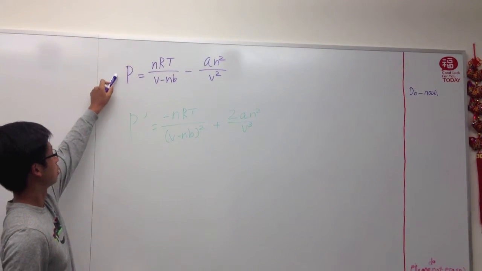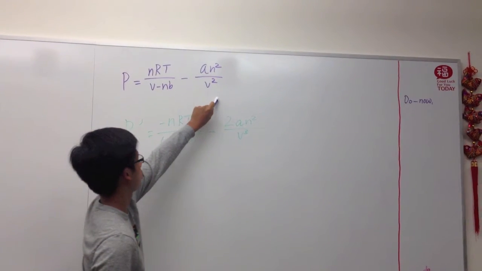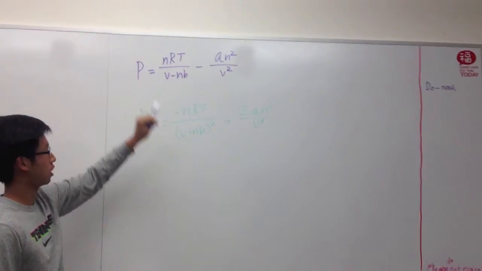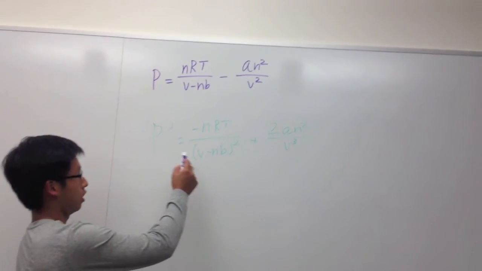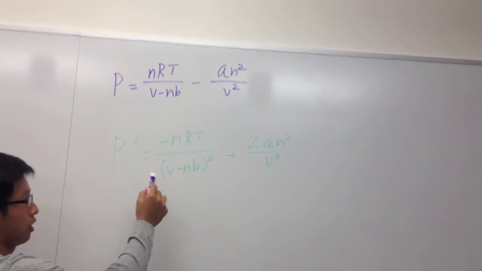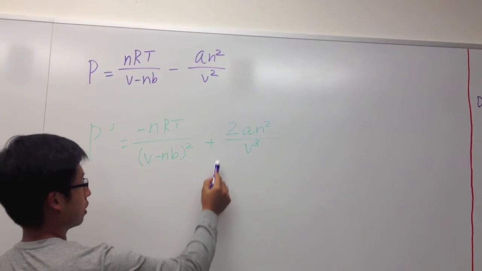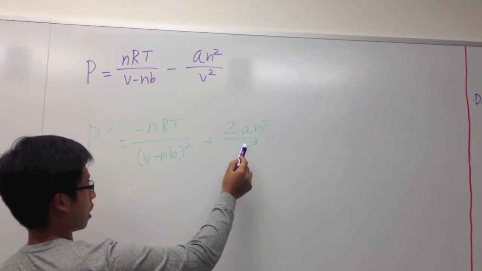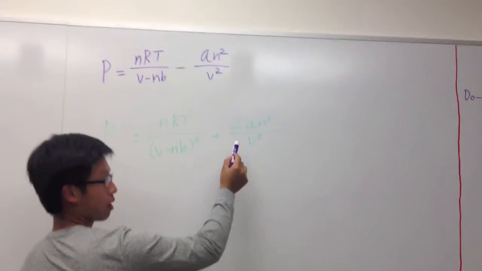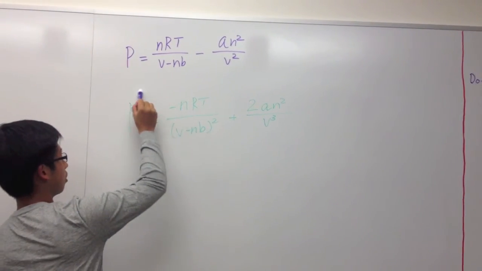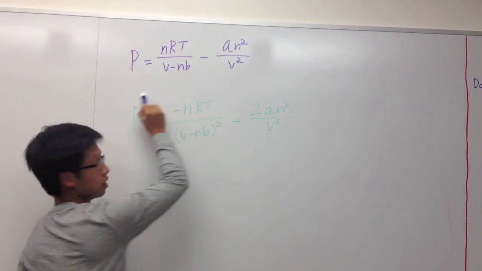So this is the original function, the original question, and we found the derivative of this big function. The first term is negative nRT divided by V minus nb all squared, and then plus 2a n squared divided by V to the power 3, which is what I did. So this whole big thing is the final answer.